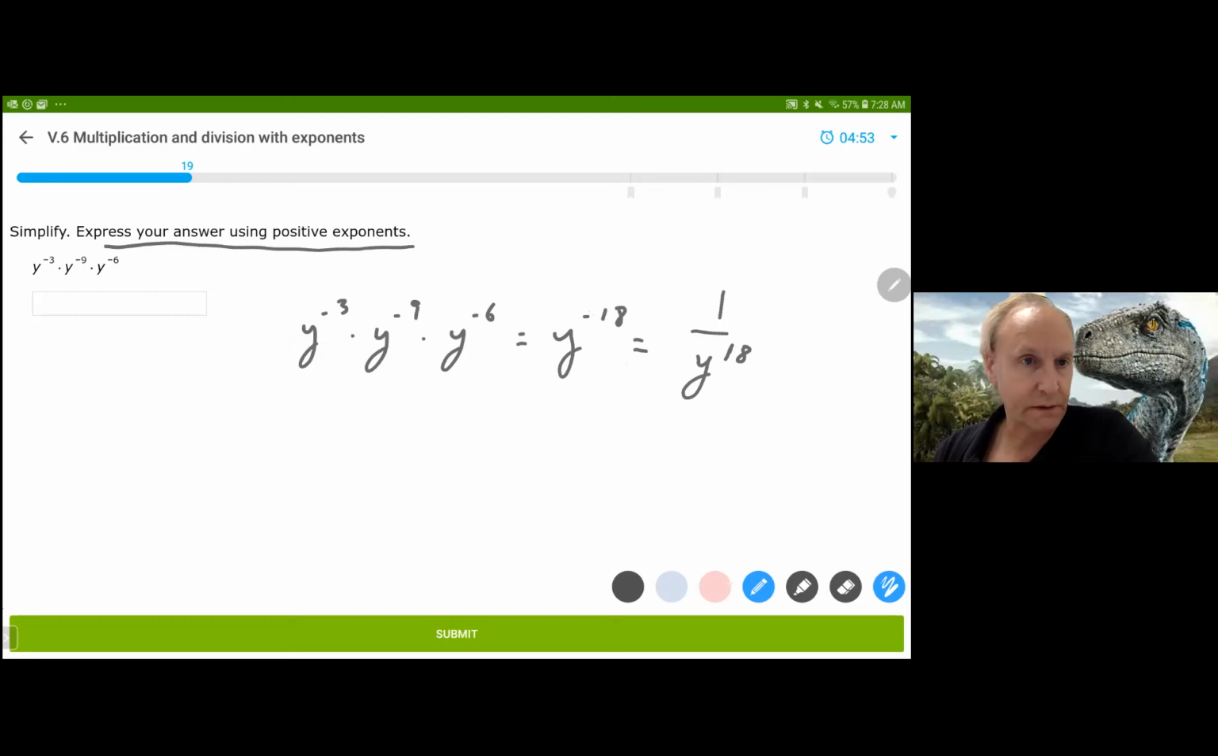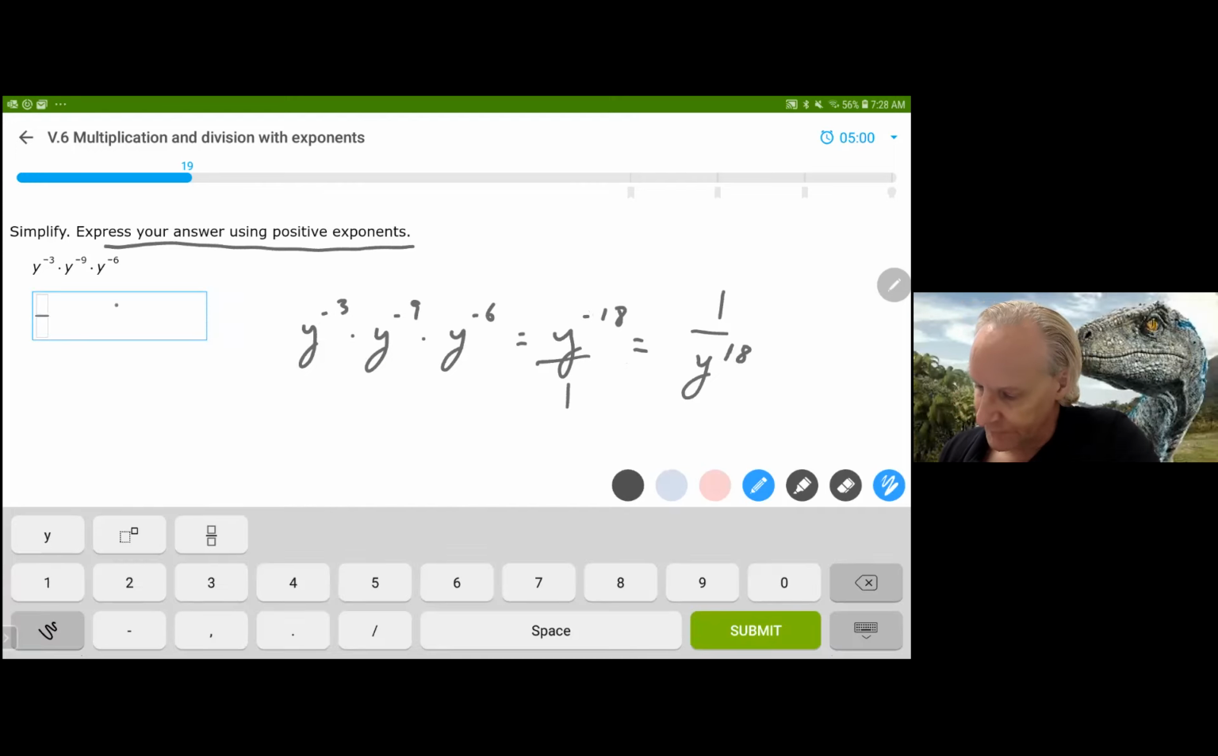And there's my answer. Notice I moved it across the division line and changed its sign. So there's my fraction, 1 over y raised to the 18th power. And we have to use positive exponents in these. There we are.